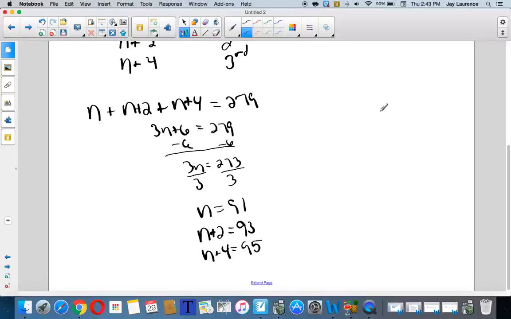Oh, by the way, I could just check my work here really quick. 91 plus 93 plus 95. Add them all up. And so we're going to get, this is going to be 9. And there's nothing to carry, so 9 plus 9 is 18, plus 9 is 27, 279. And look, that's what it's supposed to equal.